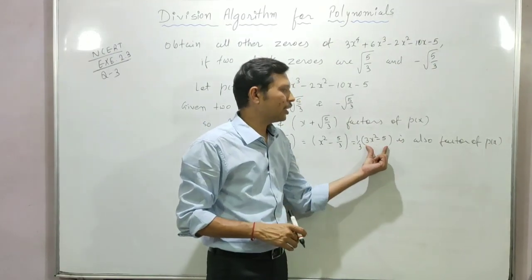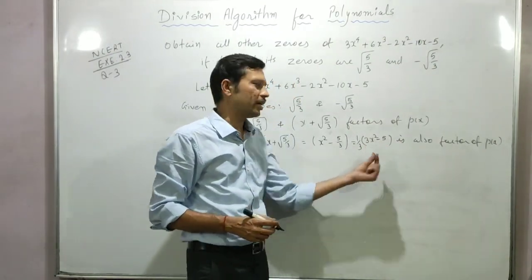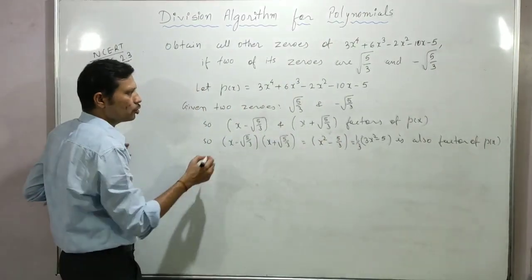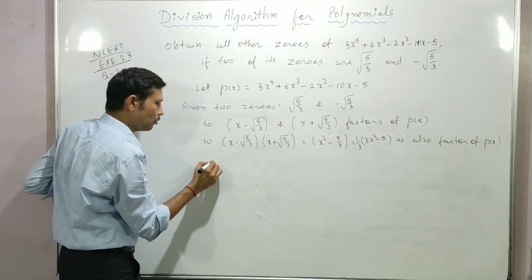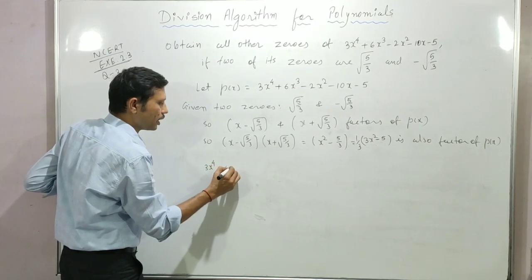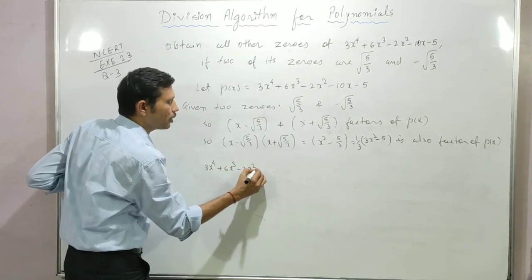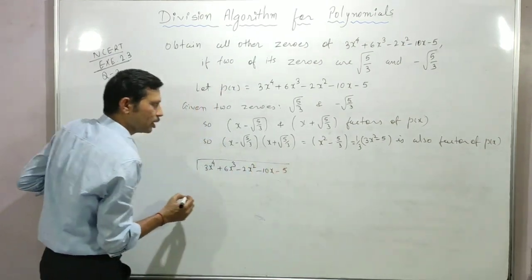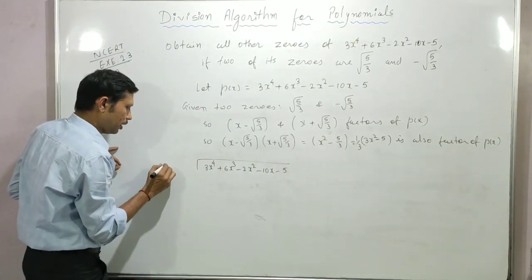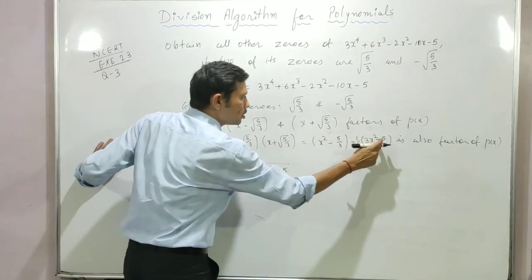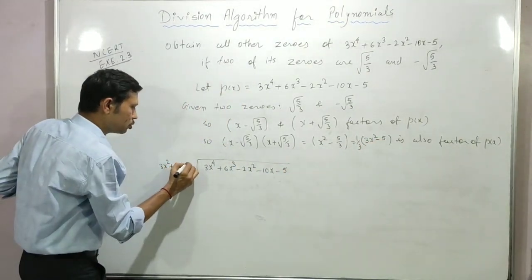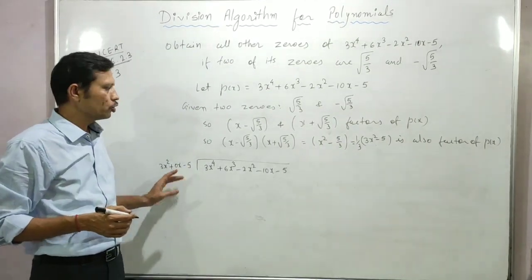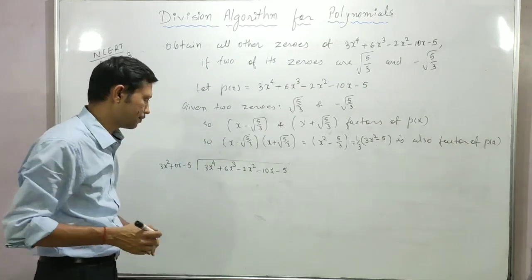So this part we can take separately as a divisor. 1 by 3 is a multiple that we do not require in a division. So our polynomial is 3x to the power 4 plus 6x cube minus 2x square minus 10x minus 5. When I divide this polynomial by 3x square minus 5, see there again an x term is not there, so I will take 0x to make our calculation easy. When I divide this polynomial by this one, the quotient gives the remaining zeros, right?